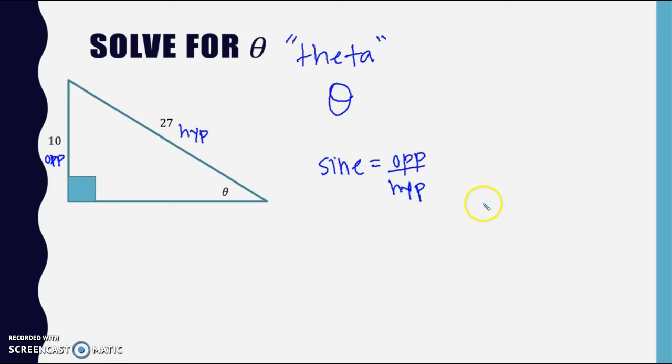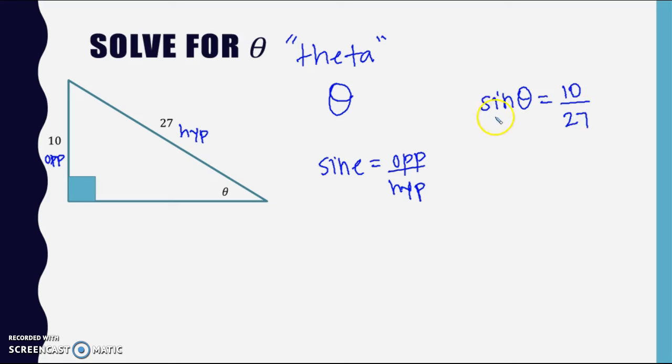So I'm just going to write an equation like we've done before. So I'm going to say sine of theta equals opposite 10 over hypotenuse 27. Right? Now, before I would have a variable on the top or on the bottom, so I could just simply multiply or divide, whatever I need to do to get the variable by itself.